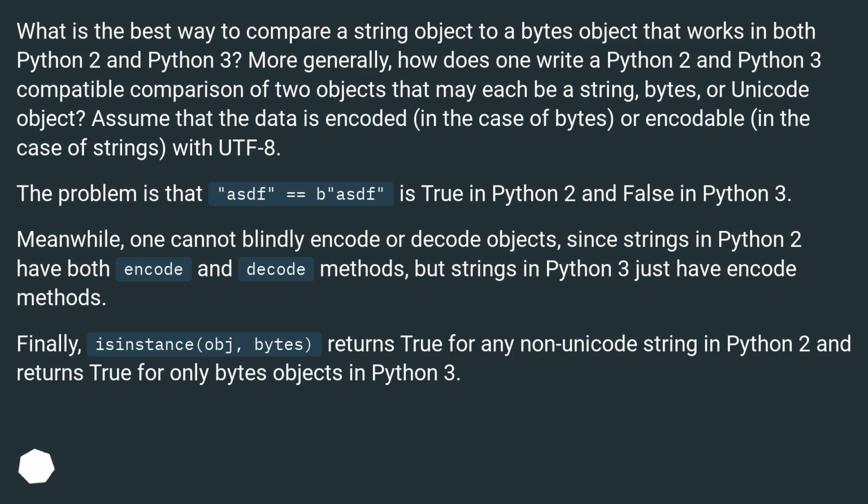Assume that the data is encoded, in the case of bytes, or encodable, in the case of strings, with UTF-8. The problem is that 'asd' equals b'asd' is true in Python 2 and false in Python 3. Meanwhile, one cannot blindly encode or decode objects, since strings in Python 2 have both encode and decode methods, but strings in Python 3 just have encode methods. Finally, isinstance(obj, bytes) returns true for any non-Unicode string in Python 2 and returns true for only bytes objects in Python 3.